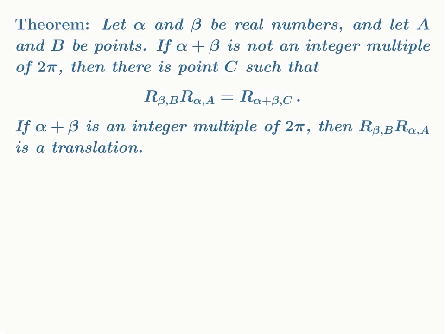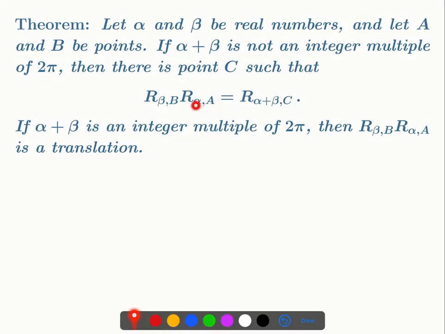In the last lecture, I introduced you to this theorem. You have two angles, alpha and beta, and as long as their sum is not an integer multiple of 2 pi, then if I do two rotations, one about some point A by alpha, another one about some point B by beta, then the product of the rotations is a rotation about some point C by alpha plus beta. If alpha plus beta is an integer multiple of 2 pi, we get the product of these two rotations is a translation.